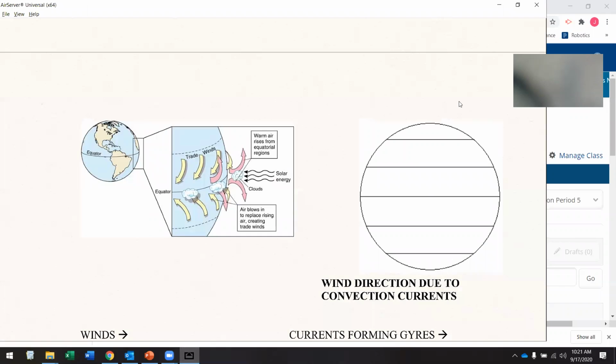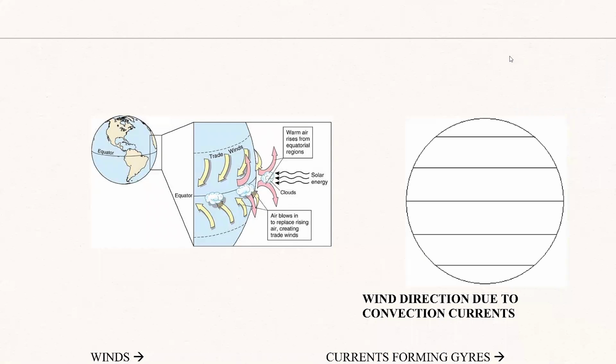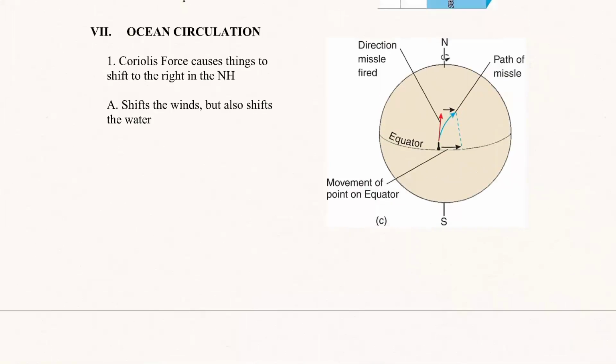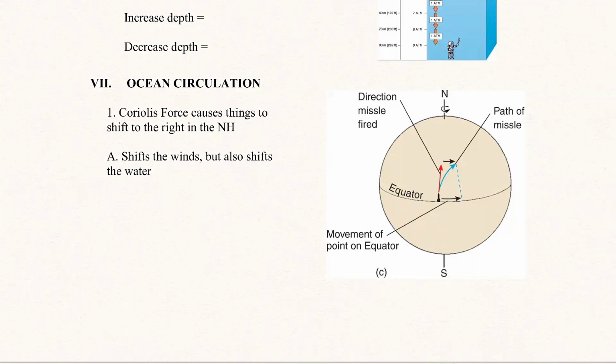Okay, so if you can go here, and I'm going to minimize all this stuff so that we can focus on our lecture material. One of the things we looked at last time was called the Coriolis force. To remind you, in the northern hemisphere, because of the spin of the Earth, things are going to be shifted to the right in the direction that they're moving. So this shifts the winds, but it also shifts the water. It's the opposite in the southern hemisphere, so things are shifted to the left.